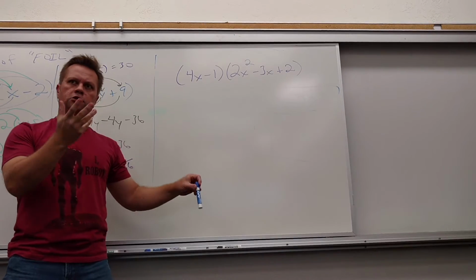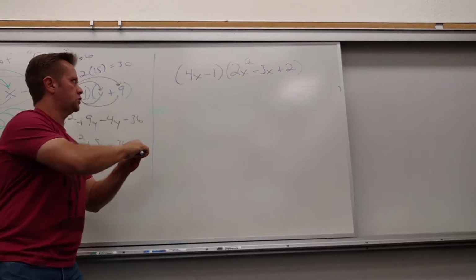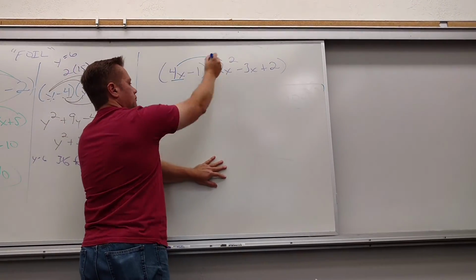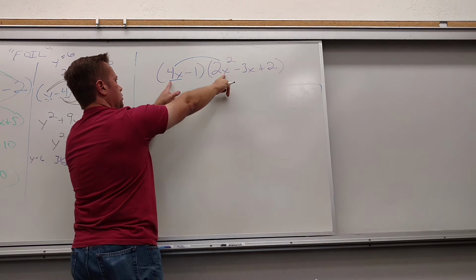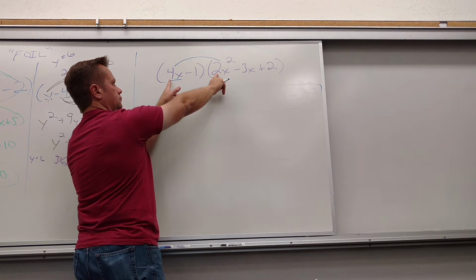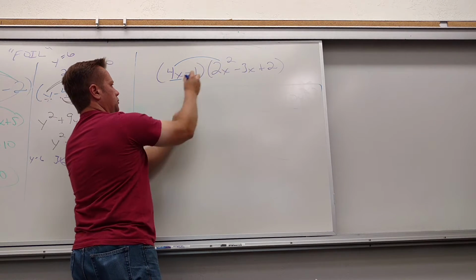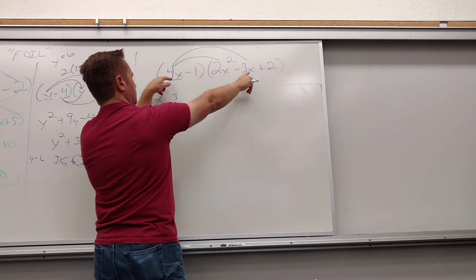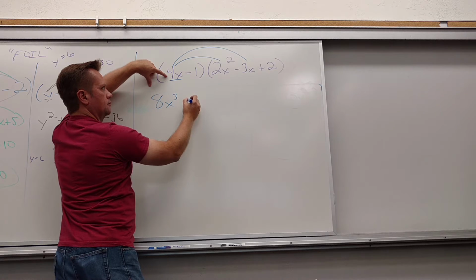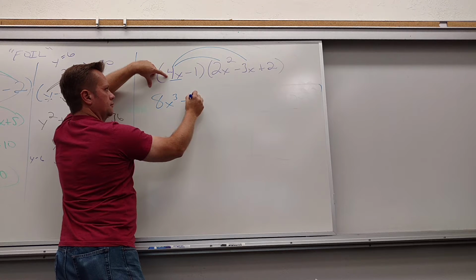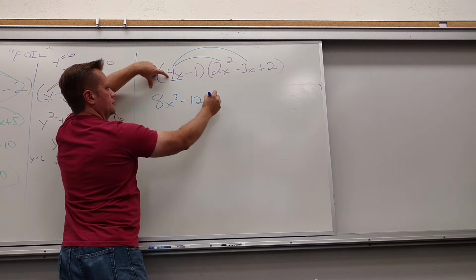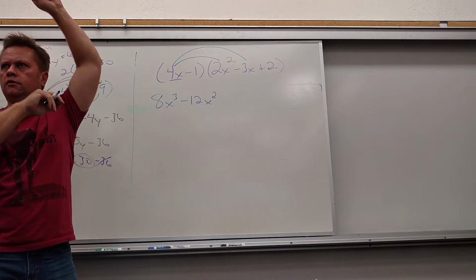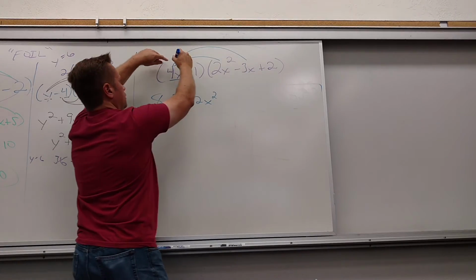You need to be able to do what we're about to do right now, which is just take the 4x and multiply it through. What's 4x times 2x squared? 8x cubed. Now do the 4x times negative 3x. Cool? You guys with me? And then do the 4x times the 2.